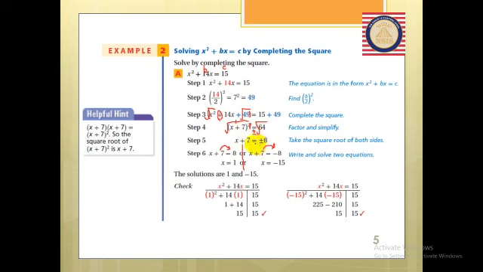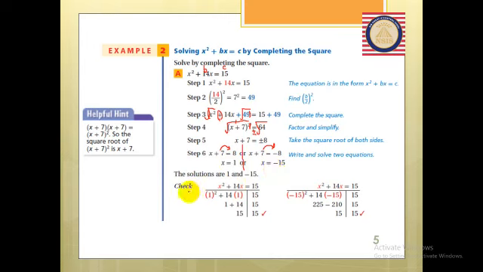How can I solve it? I'm going to divide my paper into 2 parts and solve it 2 times. One with positive 8 and the other one with negative 8. So I have 2 values for x: x equals 1 and x equals negative 15.